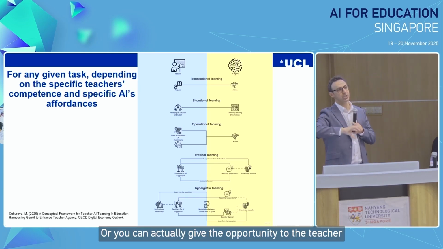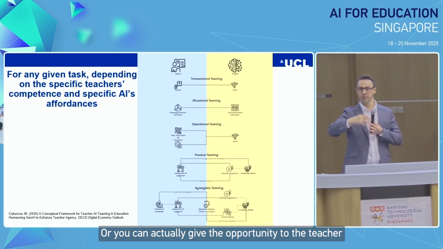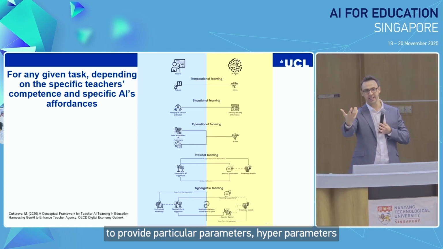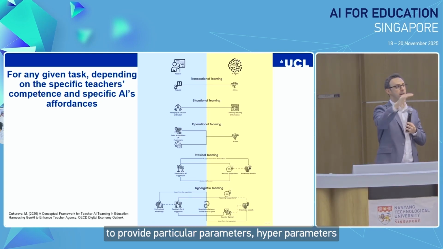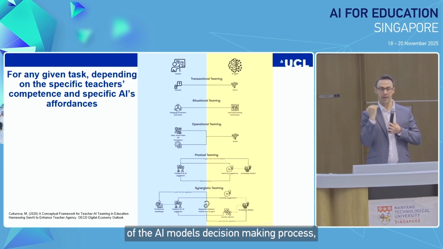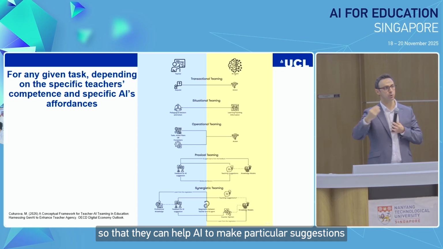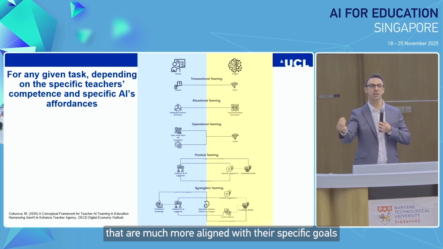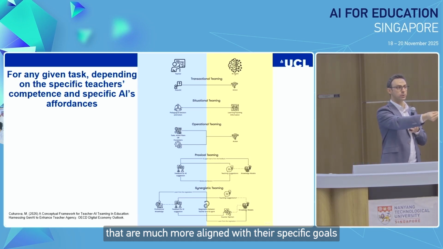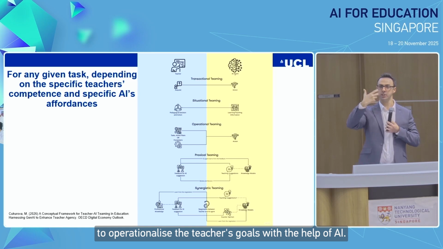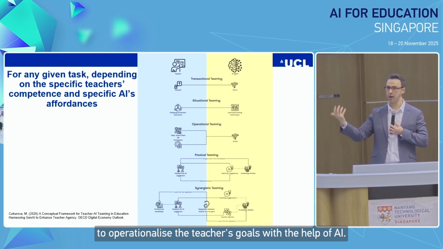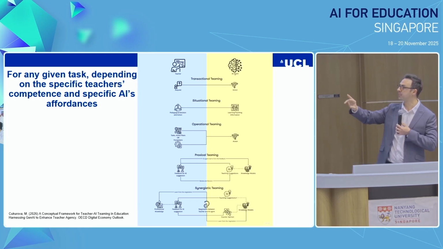Or you can actually give the opportunity to the teacher to provide particular parameters, hyperparameters of the AI model's decision-making process, so that they can help AI to make particular suggestions that are much more aligned with their specific goals, to operationalize the teacher's goals with the help of AI. That would be operational teaming.